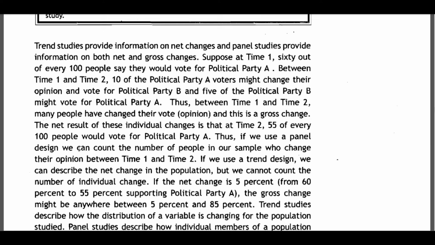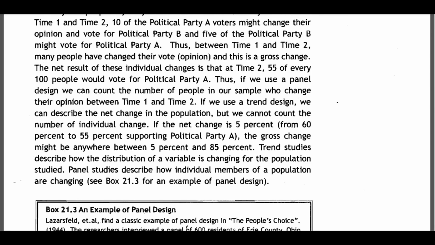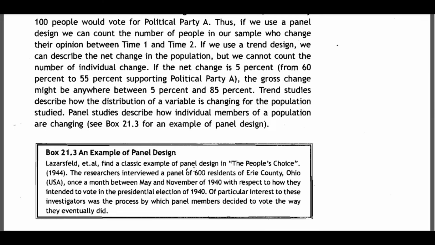Thus, if we use a panel design, we can count the number of people in our sample who change their opinion between time 1 and time 2. If we use a trend design, we can describe the net change in the population, but we cannot count the number of individual changes. If the net change is 5%, from 60 to 55% supporting political party A, the gross change might be anywhere between 5% to 85%. Trend studies describe how the distribution of variables is changing for the population studied. Panel studies describe how individual members of a population are changing.